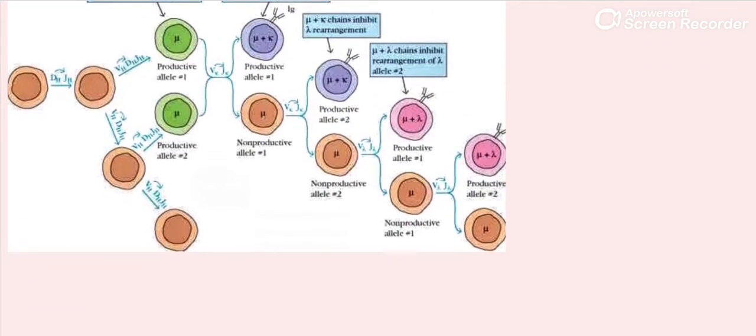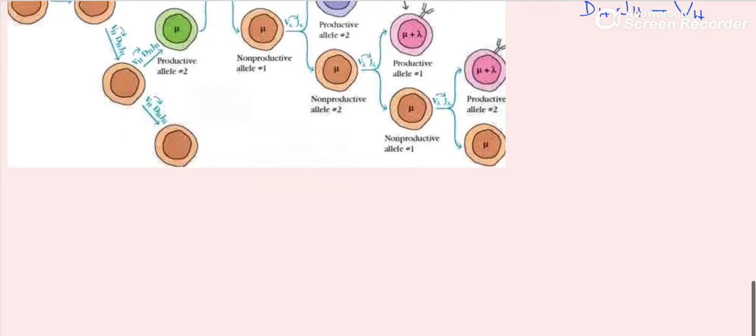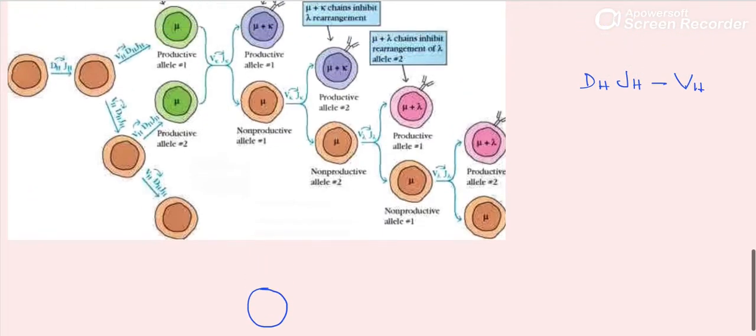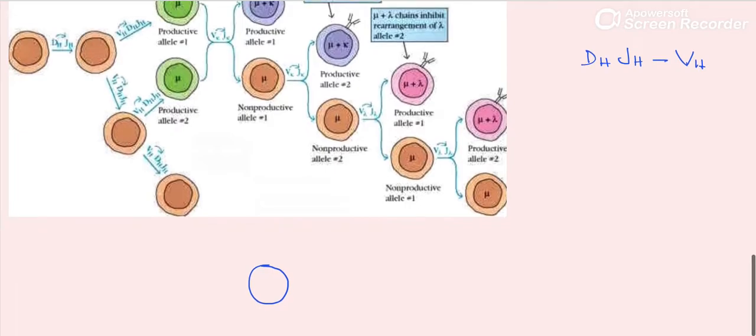If we see this picture, firstly, I don't want to discuss it in detail, but I am telling you briefly that they are giving D and J. D and J are first joined, then the V part will join the heavy chain. And similar expression has been shown here. Suppose this formation occurred in the lymphocyte and the D and J part will form.